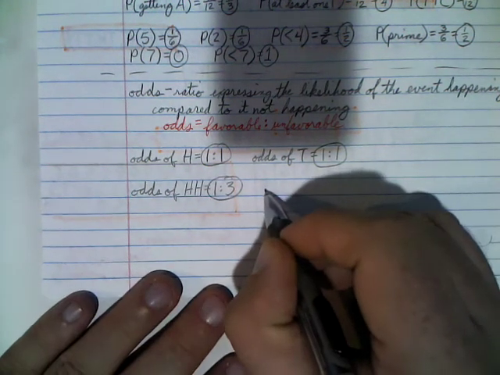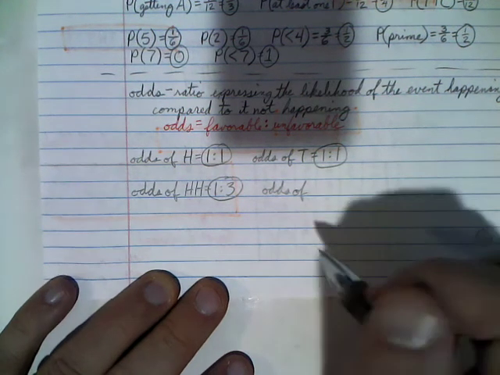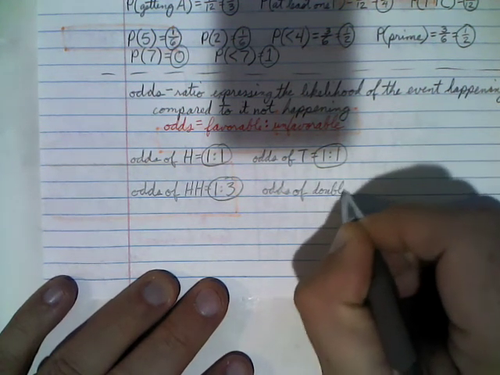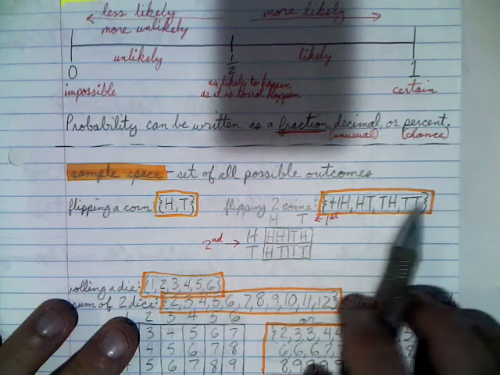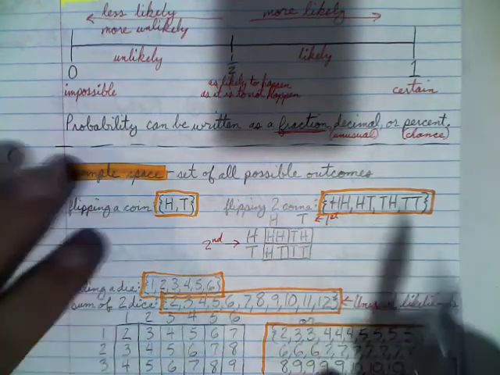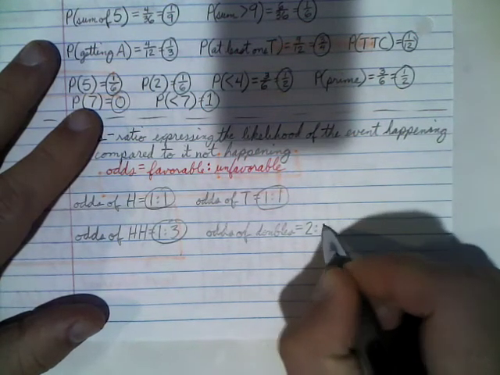So what if I asked you the odds of flipping those 2 coins and getting doubles? So how many of these match being doubles? We got double heads and we got double tails. That's 2 of them. How many don't? The other 2. So the odds of doubles is 2 to 2.